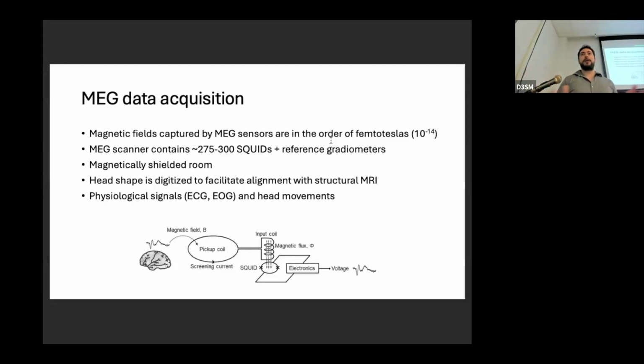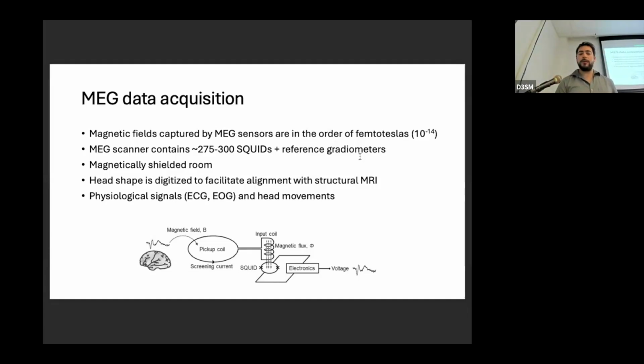So it does require a lot of specific hardware, and also the expensive room of being magnetically shielded so it can be recorded properly. We also need some sort of way to digitalize the head shape of the participants. So we in the MNI have a system that allows us to use different kinds of virtual points to measure the shape of the head. And this information we're going to be using to make an accurate registration to the structural MRI of the participants in order to improve our spatial resolution and our precision to identify sources.